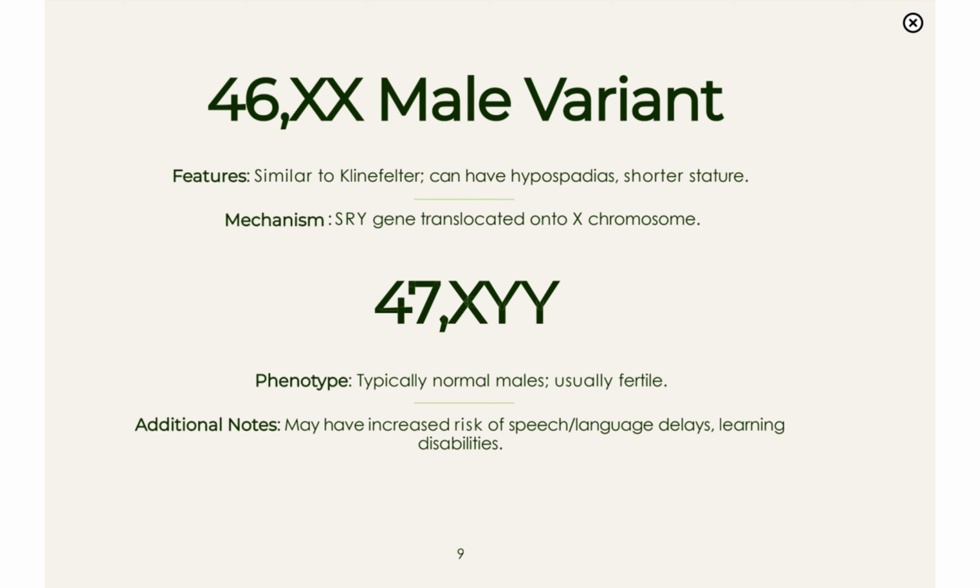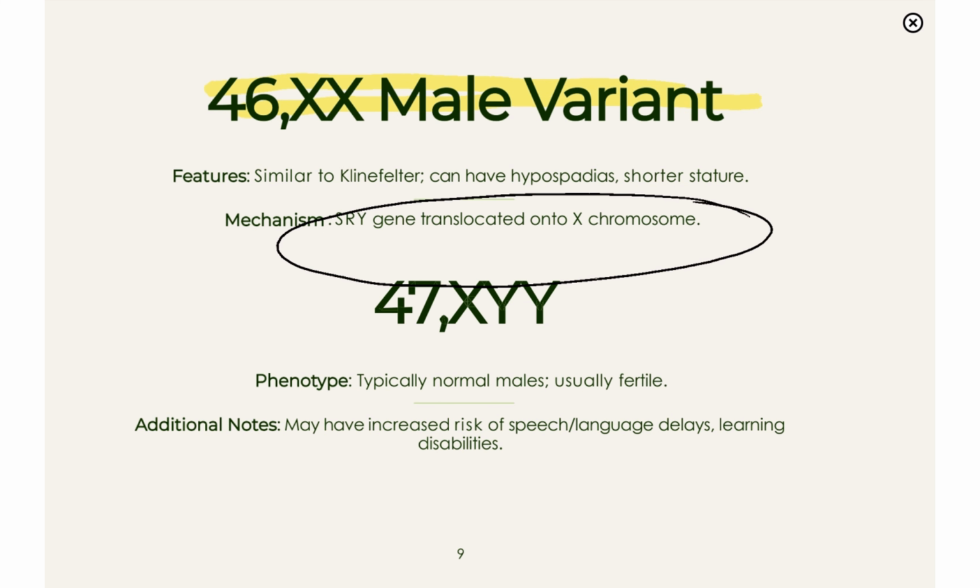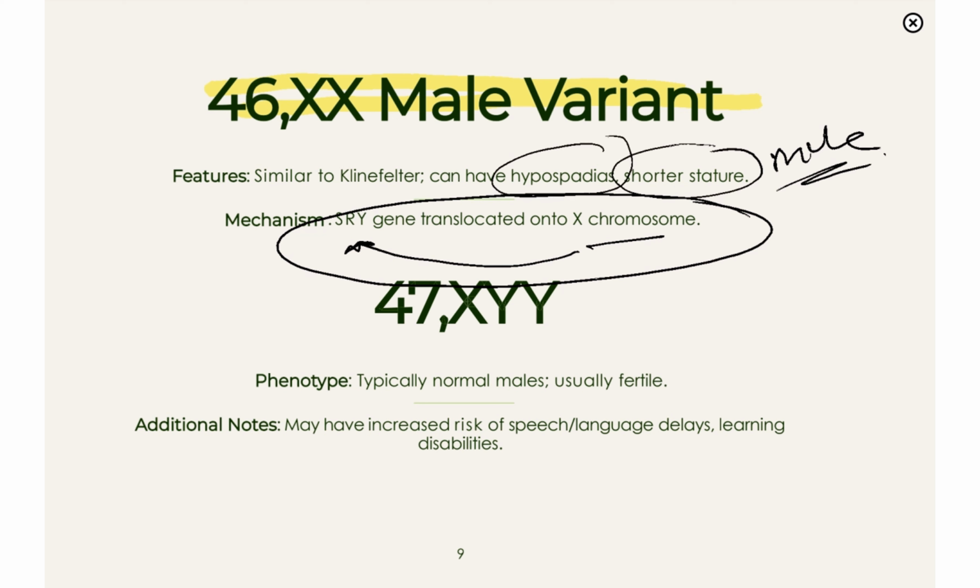So what is the 46XX? We mentioned this male variant earlier, the fact that they do have the SRY gene translocation from an X chromosome, and that is the reason why they are phenotypically males. However, these patients do have hypospadias and a short stature. So this is one for the boards. Short stature in a patient with Klinefelter, you have to think about 46XX. It's a common trick question.